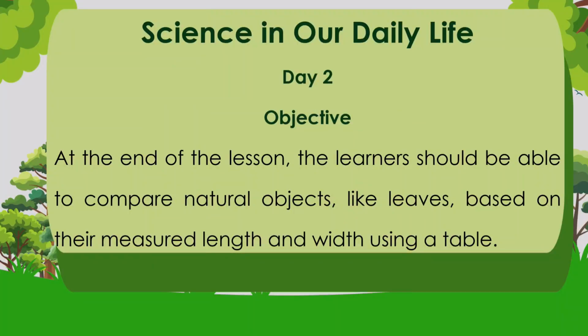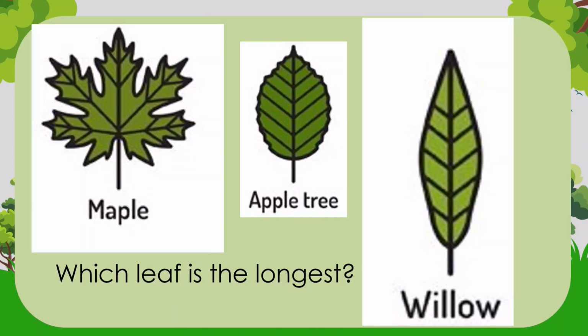Science in our daily life, Day 2. Objective. At the end of the lesson, the learner should be able to compare natural objects like leaves based on their measured length and width using a table. Which leaf is the longest? And which is the widest?